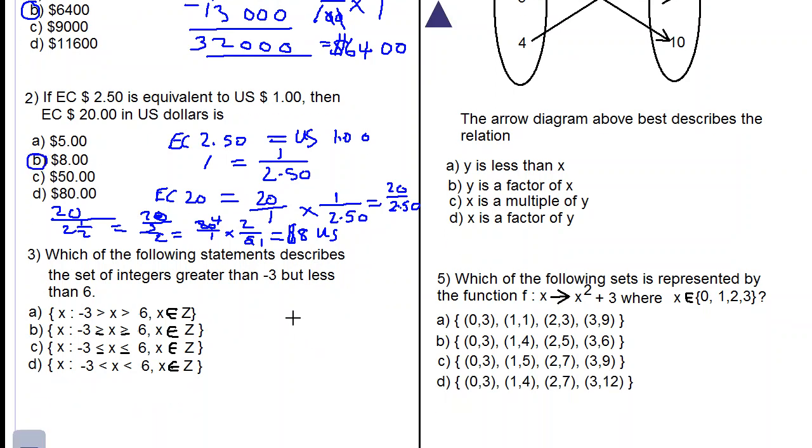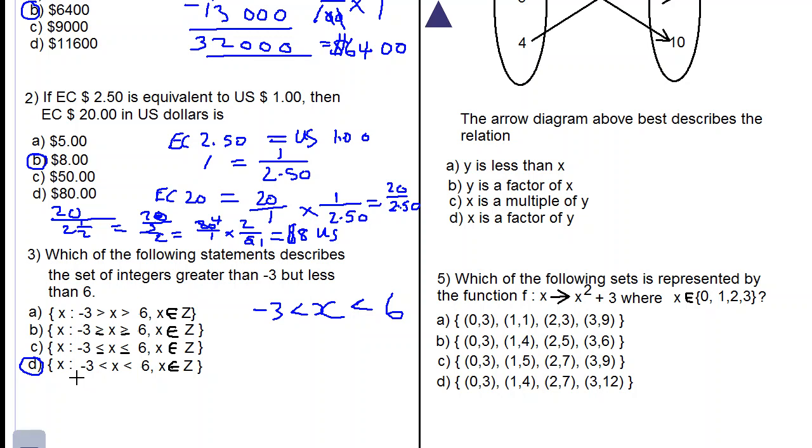Which of the following statements describes a set of integers greater than -3 but less than 6? So the set of integers x. Okay, so we know that it is more than -3, which means that -3 must be less than x, and x has to be less than +6. Okay, so we look at the set builder notation here. And the best answer is A. Oh, sorry, it's not A. This is a mistake. The answer would have to be D.